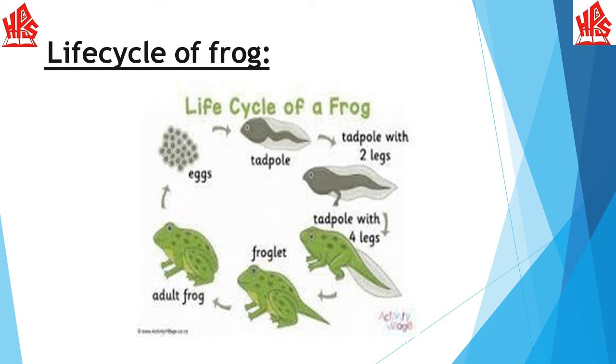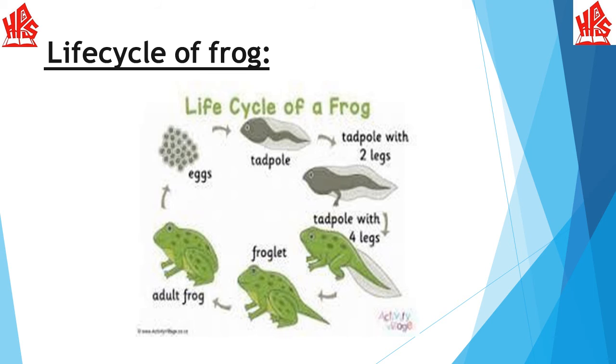Students, in this slide you can see life cycle of frog. Frog passes through 4 stages in its life cycle. So this is complete metamorphosis. First, egg. The frog lays its eggs in water. Second, tadpole. The baby frog, called a tadpole, hatches from the egg and starts swimming in the water with the help of its tail. It breathes through its gills.